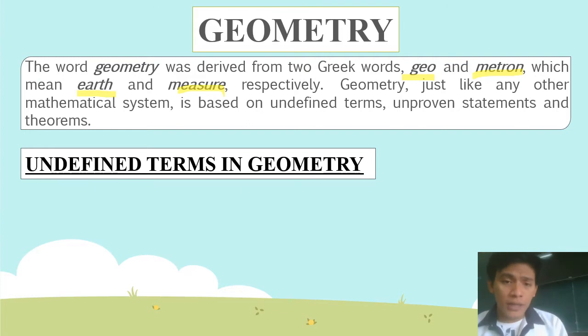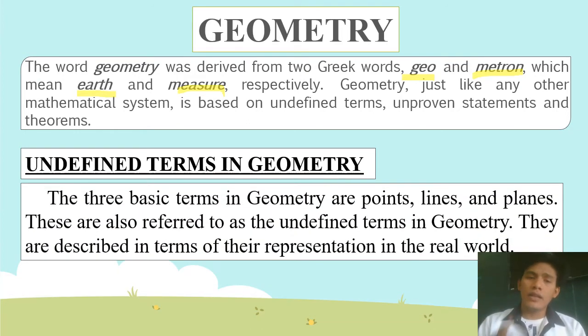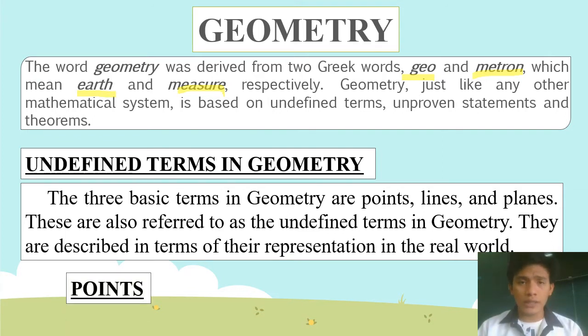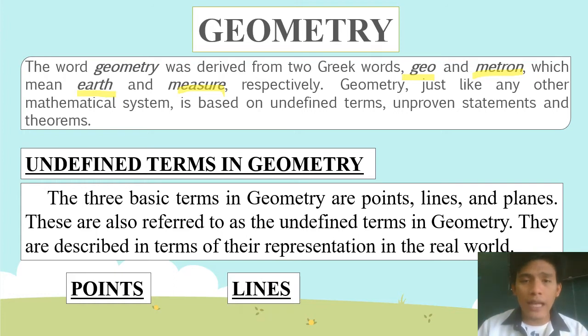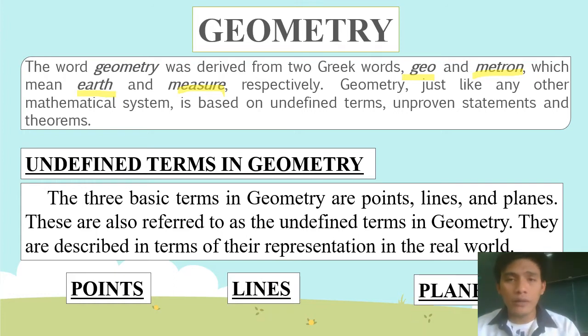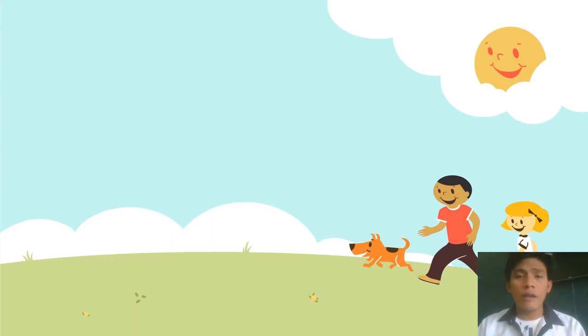Undefined terms in geometry. The three basic terms in geometry are points, lines, and planes. These are also referred to as the undefined terms in geometry. They are described in terms of their representation in the real world. First one is points. Second, that will be lines. Third one, that will be planes. Let's tackle first points.